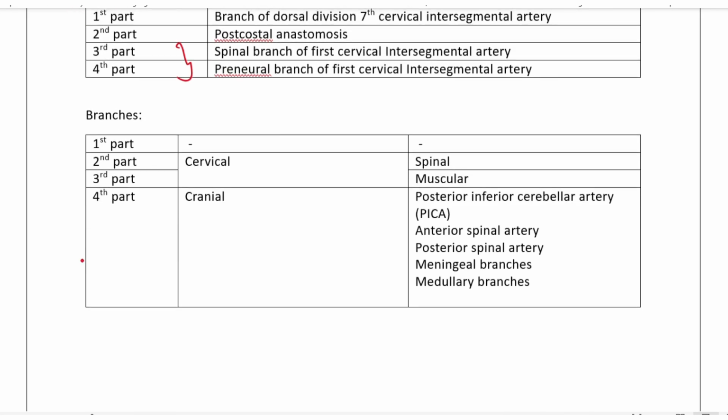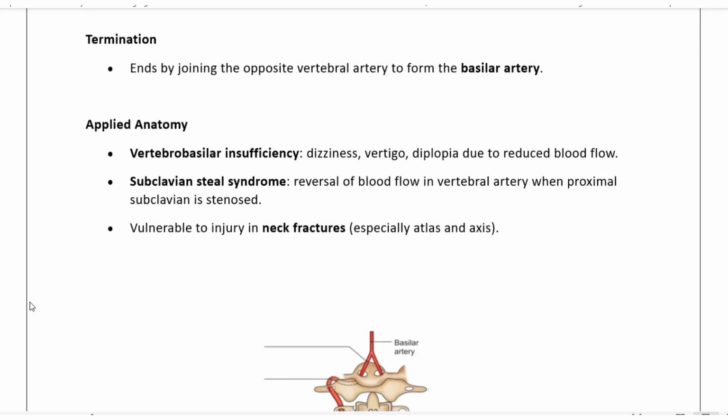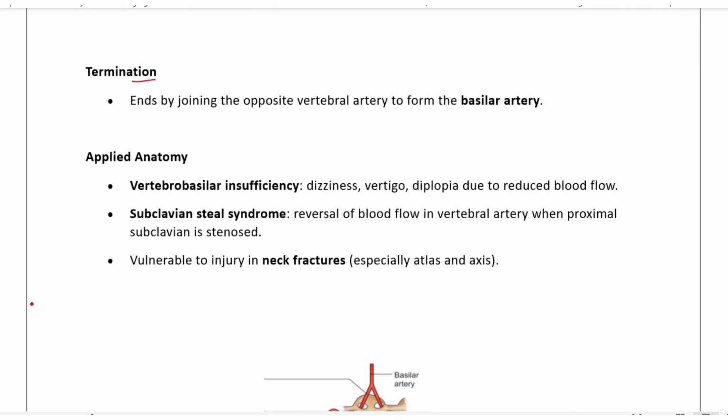Coming to the branches. The first part has no branches. The second and third parts give rise to the cervical branches, that's the muscular and spinal. The fourth part gives rise to the cranial branches, that is the posterior inferior cerebellar artery, the anterior spinal, posterior spinal, meningeal and medullary. The vertebral artery terminates by joining the vertebral artery on the opposite side to form a basilar artery at the lower border of pons.